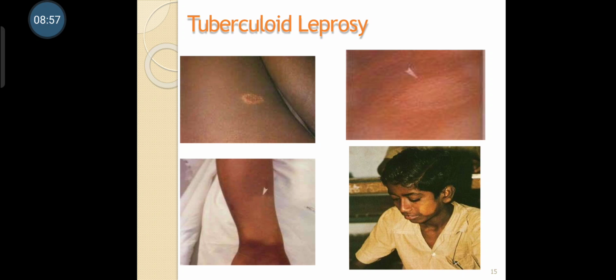So you can see that depigmentation of the skin is there, and this depigmentation has loss of sensation also in that area, to touch as well as to prick.